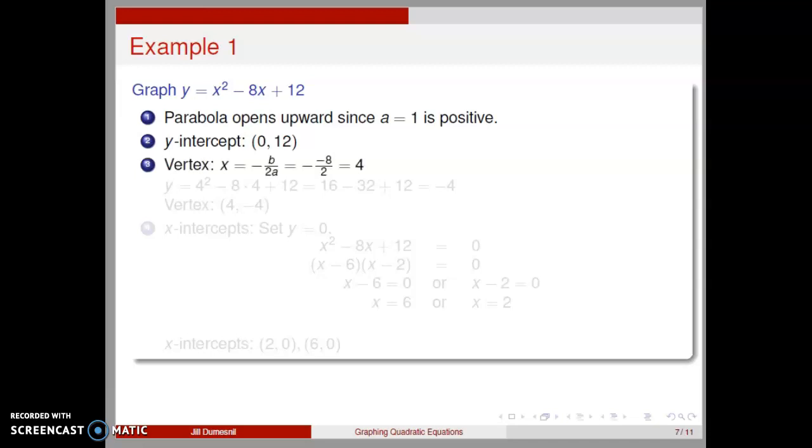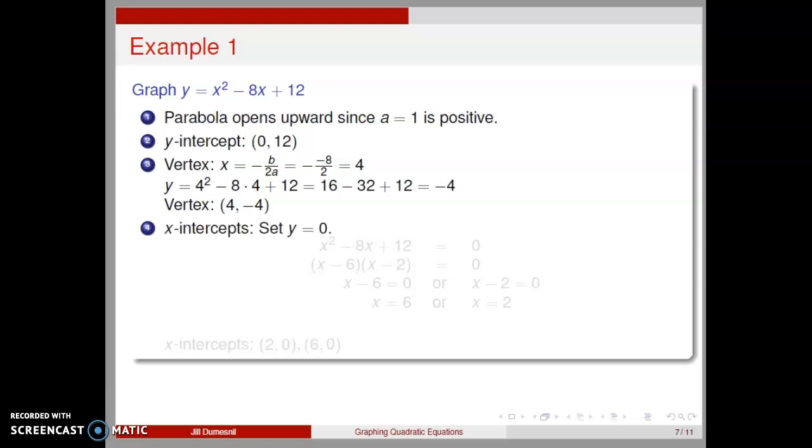The vertex has first coordinate x equals minus b over 2a, which is minus negative 8 over 2, which is 4. To find the y-coordinate of the vertex, we plug x equals 4 into the equation and get y equals negative 4. Therefore, the vertex is the point (4, -4).